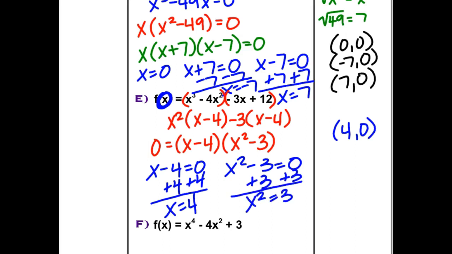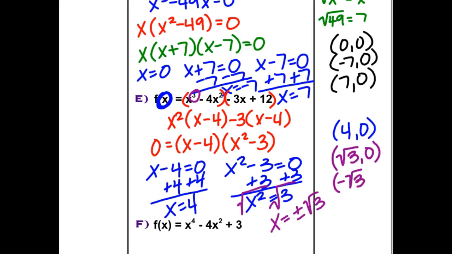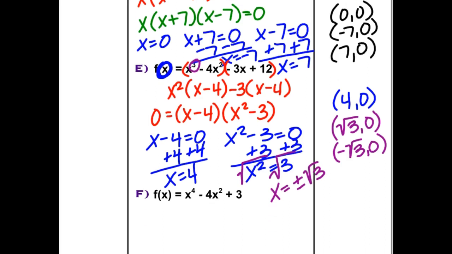Then I have to square root, which means I get x is equal to plus or minus the square root of 3. This here told me that I have 3 zeros, so that means I have the square root of 3, 0, and negative square root of 3, 0. Some of you want to know probably right now, can you just put those as one ordered pair? No, you cannot. You have to separate them out.